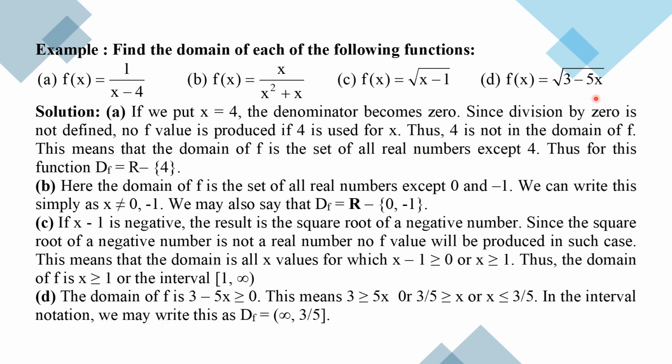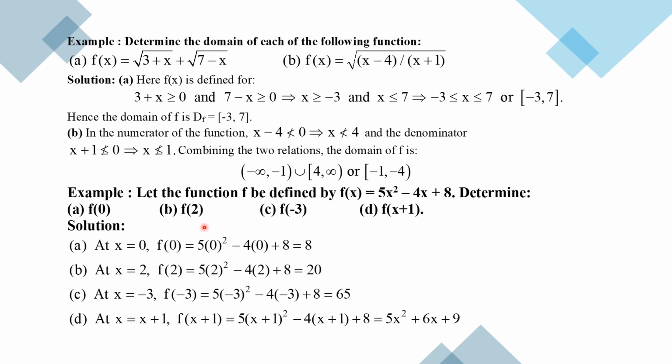Now similarly, 3 minus 5x must be greater than or equal to 0. That means 3 is greater than or equal to 5x, and dividing both sides by 5, 3 over 5 is greater than or equal to x, or we can say x is less than or equal to 3 over 5. So the domain of the function is minus infinity to 3 over 5. Another two examples: the square root of 3 plus x, 7 minus x, and f of x equals x minus 4 over x plus 1. So I suggest you kindly solve and observe these examples.